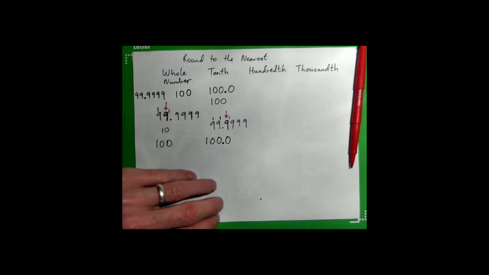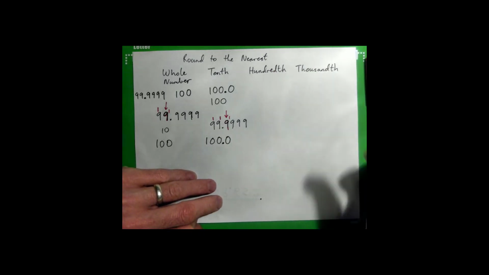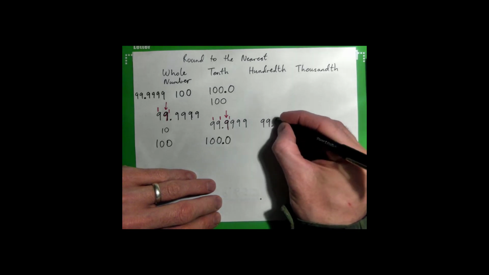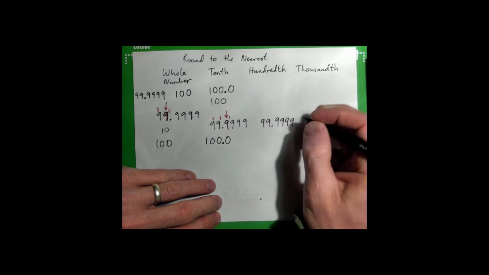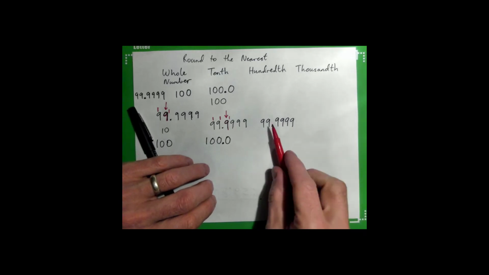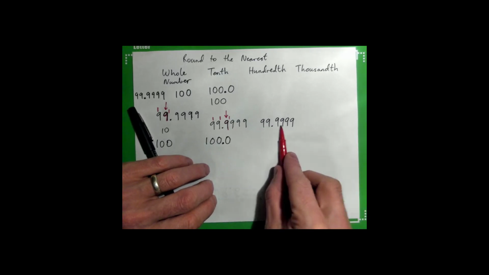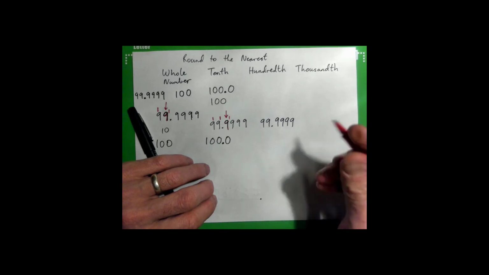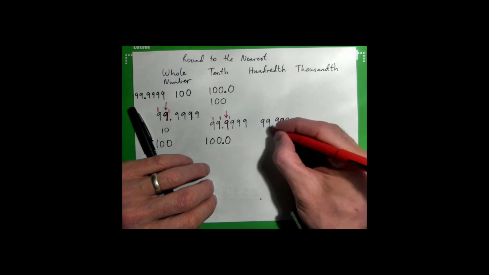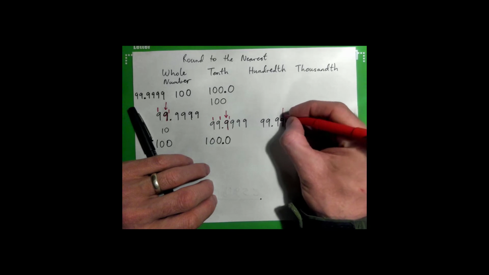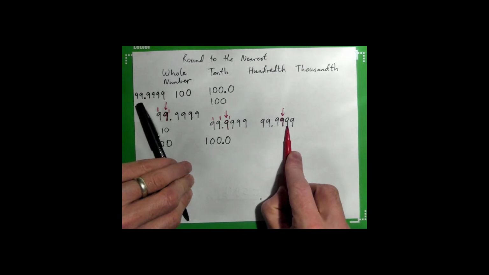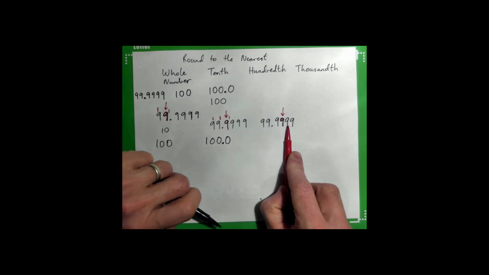Now, next one. Round to the nearest hundredth. We've got 99.9999. Which 9 is in the hundredth spot at the moment? Yes, the second one to the right of the decimal point. That one there. That's the hundredth spot. After that, we have a 9. So should we round up or down?